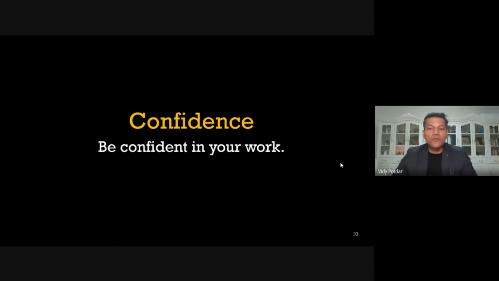You also have to show confidence and be confident in your work. So no matter whether you are presenting at a conference or writing a journal article, the confidence should be evident from how you write or how you deliver or present yourself.